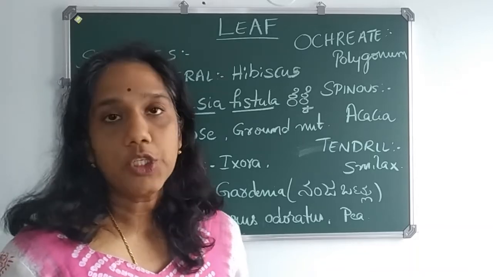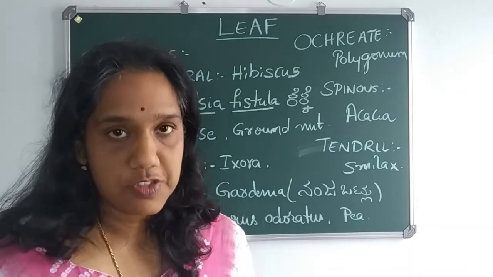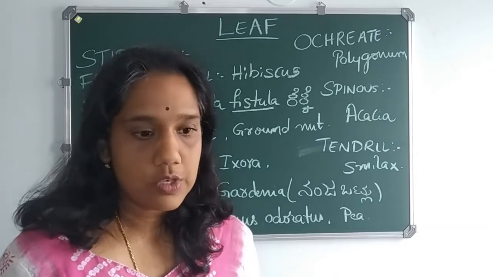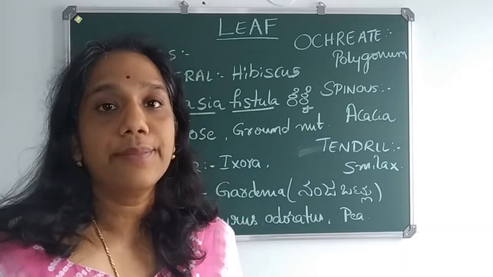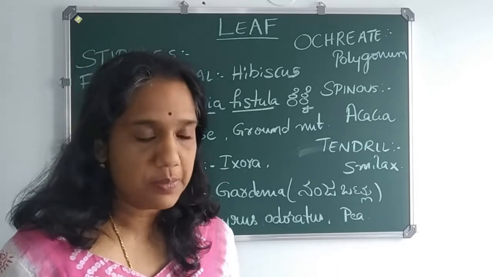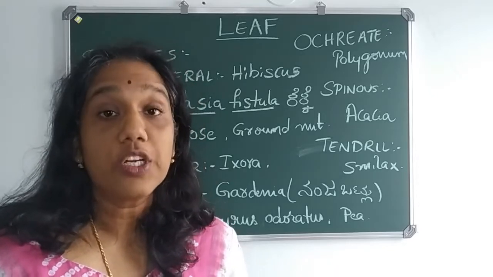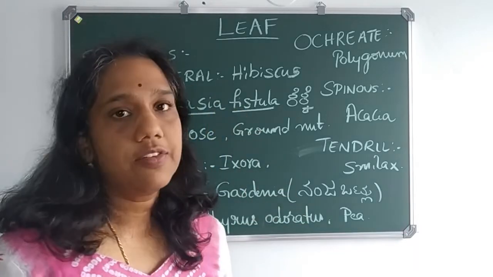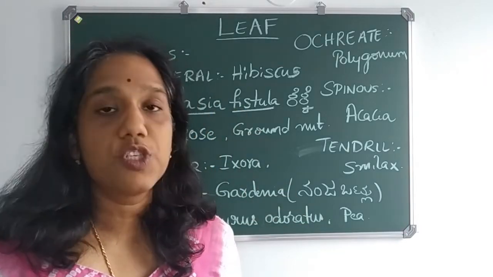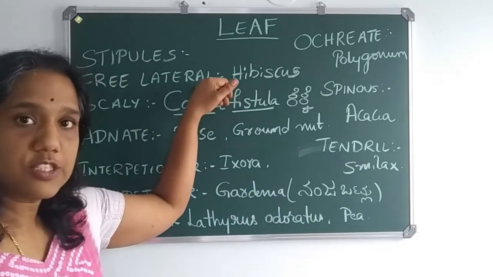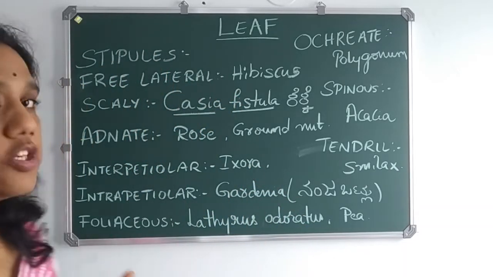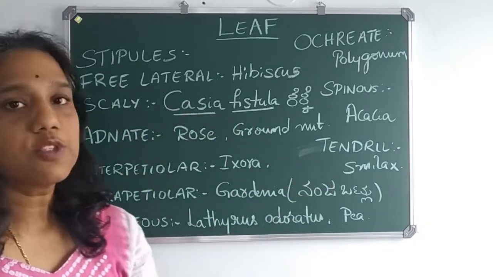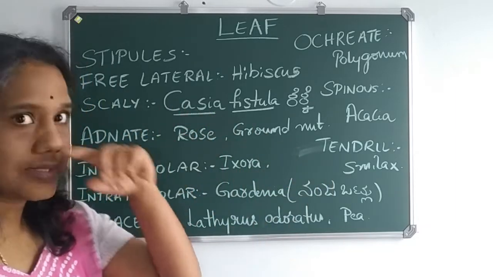We finished with the types of stipules last time, where I mentioned the types of stipules, and I also gave you the example of hibiscus cannabinus in my last class, wherein I told you how it looks, and it is an example for the classical type of stipules called the free lateral stipules. Today we are going to go further to know the different types of stipules along with their examples.